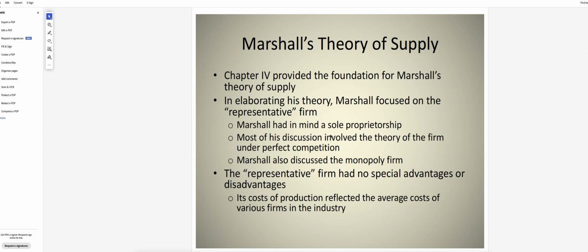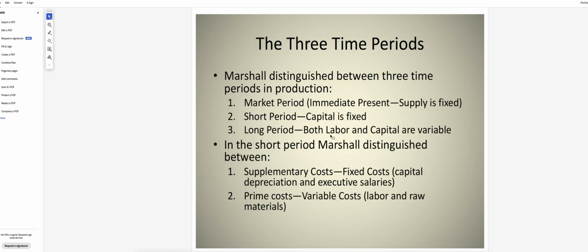Which, again, when you take a Principles of Microeconomics course, typically, right, you start with perfect competition and then the next chapter is monopoly, right? And we talk about how prices and quantities are determined under those competitive structures, which is what Marshall did.